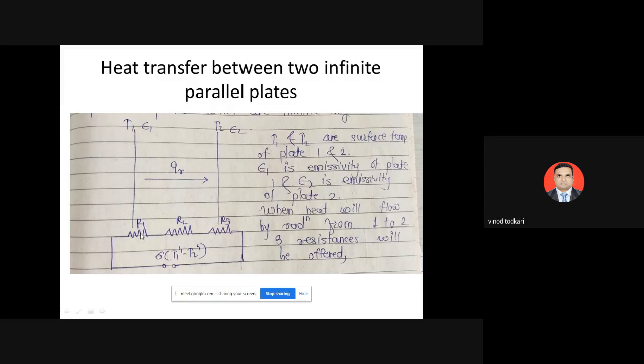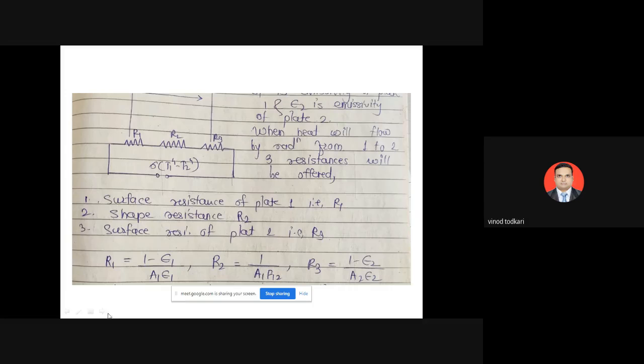Surface resistance is given by the formula (1 minus emissivity) upon (area into emissivity). And shape resistance is given by the formula 1 upon (area into shape factor), right? So in this case, tell me what will be R1? R1 will be (1 minus emissivity) upon (area into emissivity). Now what is the emissivity of plate 1? It is epsilon 1. What is the area of plate 1? It is A1. So it will be (1 minus epsilon 1) divided by (A1 epsilon 1). This will be your R1, (1 minus epsilon 1) upon (A1 epsilon 1), right?